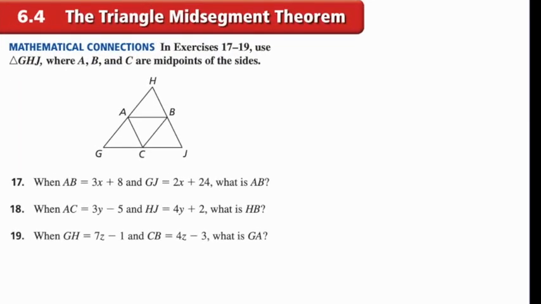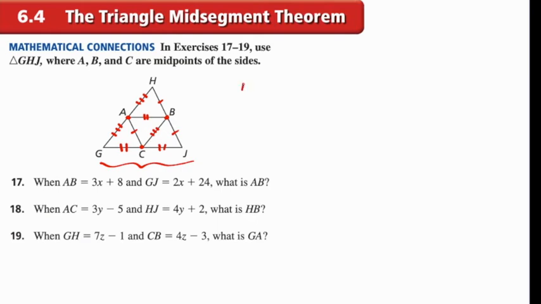So here we have another set of problems. Now we can use some algebra with these problems. They're telling us that A, B, and C are midpoints of each of their respective sides of the triangle. And right away I know that these are all congruent, these are all congruent, and these segments are all congruent. So when AB is equal to 3x plus 8, and GJ is equal to 2x plus 24. What is AB? Well, GJ is the whole side, and AB is the midsegment.